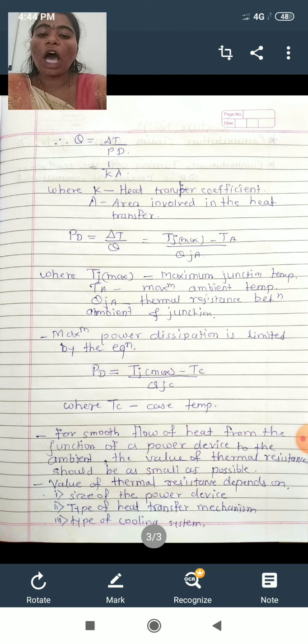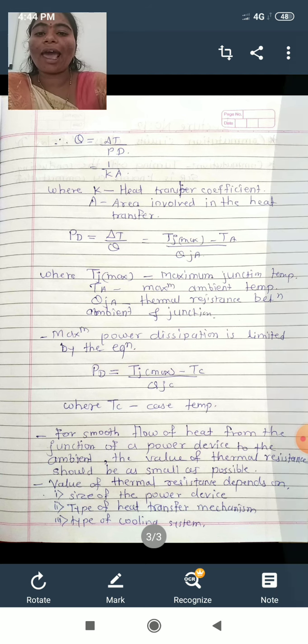Now, how will this value of the thermal resistance be controlled? This value depends on the following factors. First is the size of the power device. Second is the type of heat transfer mechanism, and third is the type of cooling system. By controlling these three factors, we can control the thermal resistance.